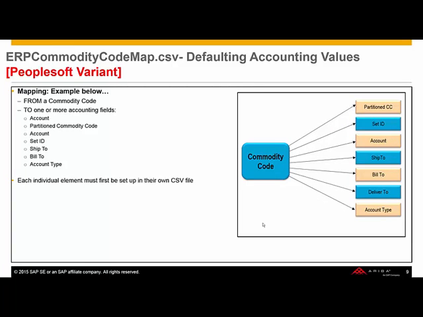If your backend system is PeopleSoft, it works in a similar function. In this case, a commodity code can be used to drive our partition commodity code, our PeopleSoft set ID, which is very important in a PeopleSoft environment, our account codes, our shipping address, our account type, and so forth.